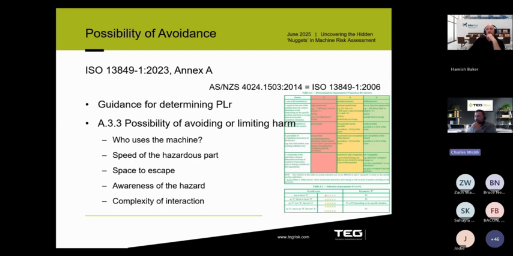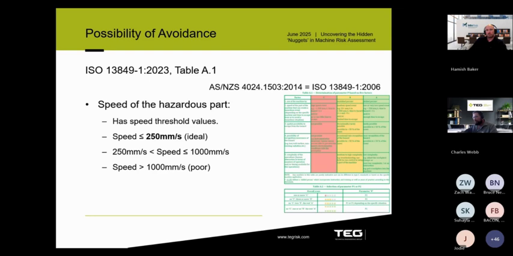So all of these 5 factors, 4 of the 5 need some kind of judgment call, but one of them gives you specific numbers, and that's speed of the hazardous part. So we'll have a look at that. So we've got threshold values. In these columns is red, yellow, and green. Obviously, green is the best score and red is the least.